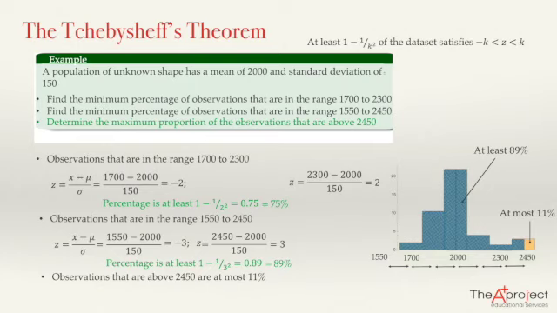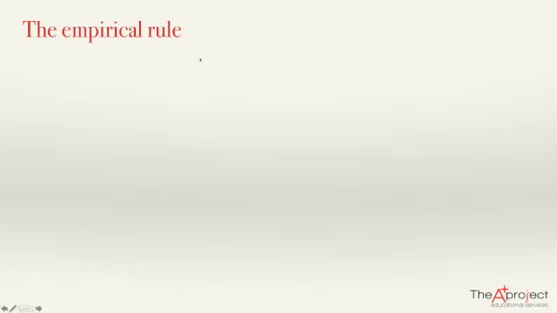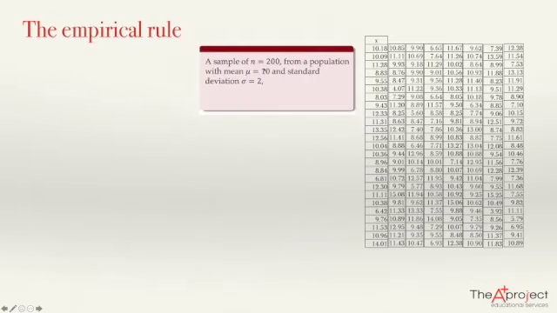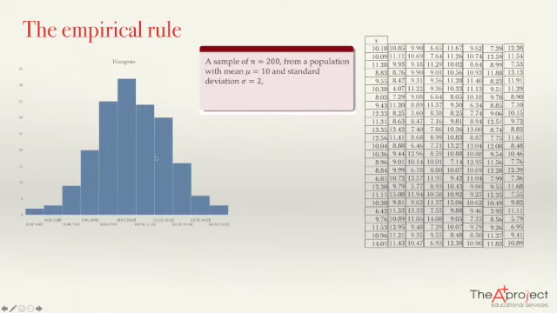Let's study now another topic related to the mean and the standard deviation. Let's speak now about the empirical rule. Assume that we have a data set of 200 values. This data set is coming from a population of mean 10 and a standard deviation equal to 2. And I made the histogram. When I constructed the histogram, it looks like a usual histogram.